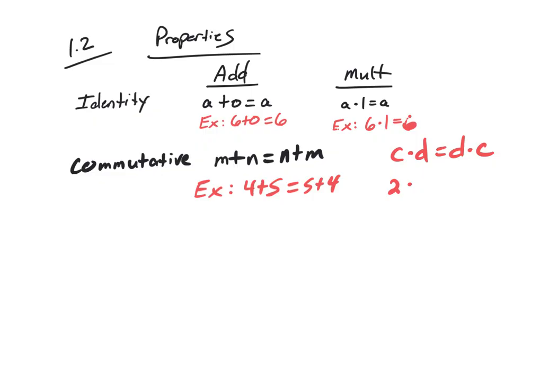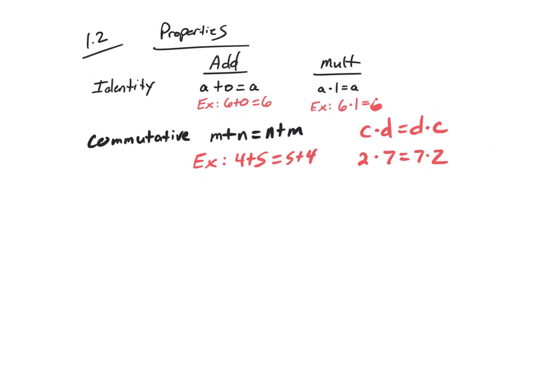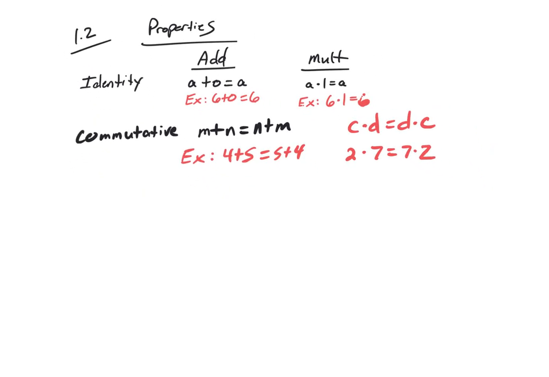2 times 7 equals 7 times 2. It does not matter the order that I multiply those two numbers together. I get the same answer. We call that the commutative property. So all that happens in the commutative property is two things just flip-flop or trade places, but I still get the same result, same solution. Okay, the third property.